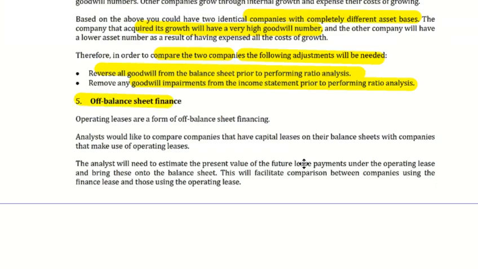Off balance sheet finance. There are certain times, with things like leases, capital leases and operating leases, that it's an effective way of getting your financing off balance sheet. Again, when you're comparing two companies, just make sure you're comparing like with like in your comparisons.